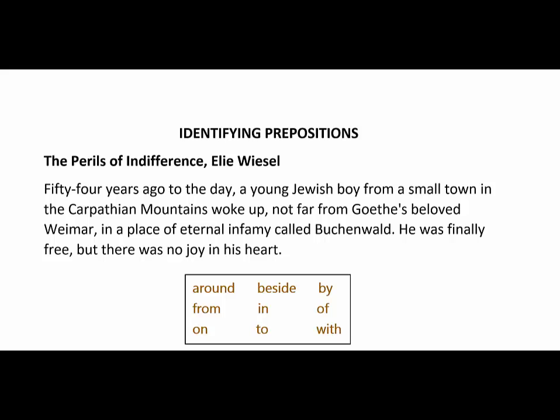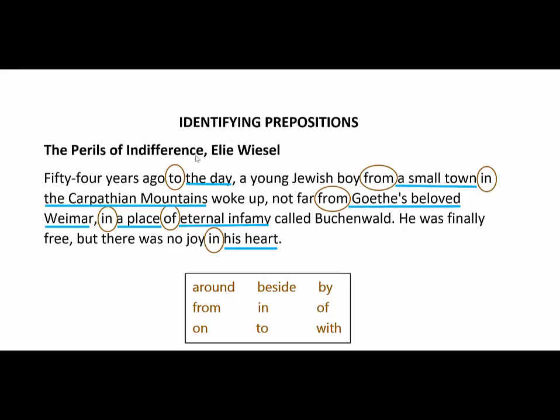Ready to check? Let's see how you did. To the day, from a small town, in the Carpathian Mountains, from Goethe's beloved Weimar, in a place, of eternal infamy, in his heart.